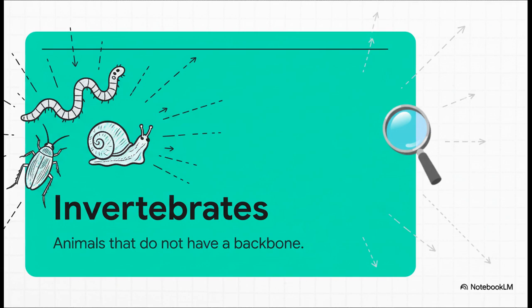First, let's talk about the invertebrates. These are all the animals that do not have a backbone. And we're talking about a huge group here. Everything from earthworms wiggling in the dirt, to snails, to cockroaches. They actually make up the vast majority of animal species on the planet. And get this, they were here first.